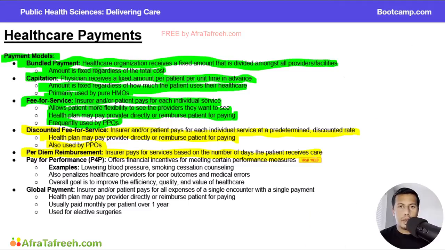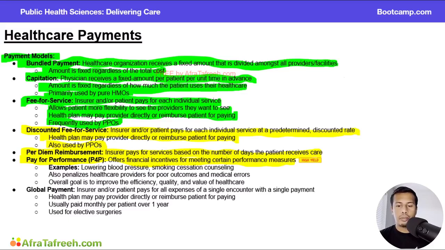The next example of a payment model, and it's not very common, but it's pay for performance. And this one's actually going to be high yield because there's a lot of interesting caveats here. Pay for performance, basically what this is, is a payment model that offers financial incentives for meeting certain performance measures. It's very important to know this. Pay for performance, you are getting paid for that level of care that you provide.